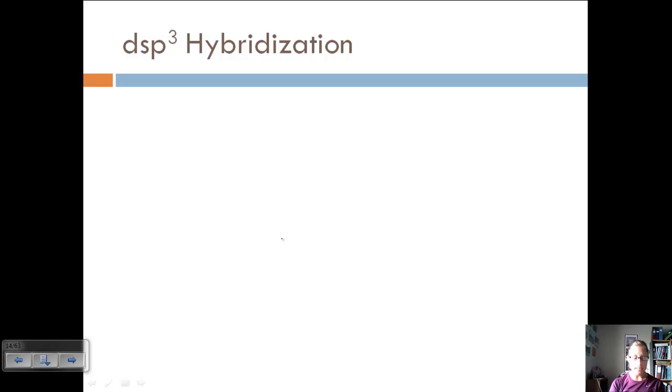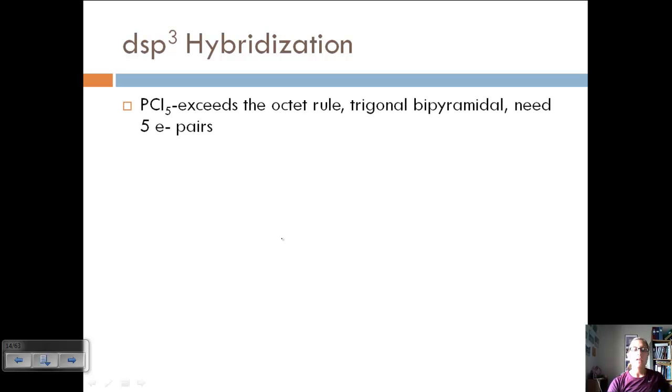And so that's how we're going to get a triple bond. Okay, so we've looked at sp3, sp2, sp. Now what about those exceptions to the octet rule where you have more than 4 bonding sites?